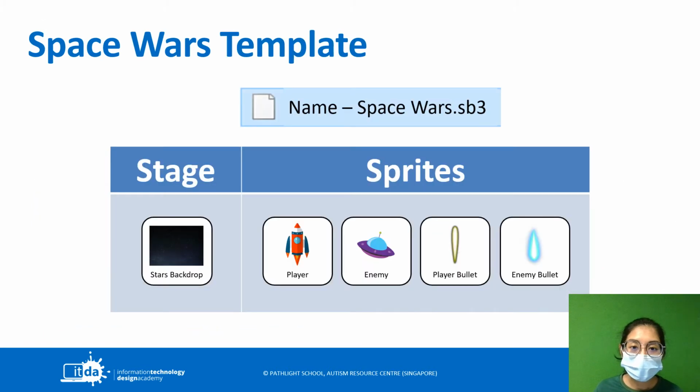Now today I'm going to give you a template for this project. So everyone, when you sign into Scratch using our class account, you will see that Miss Claire has created a template for you with your name and the Space Wars title. Inside the template, you will see that Miss Claire has added a lot of stars backdrop for your stage. And I've given you 4 sprites: the player, the enemy, and the 2 player and enemy bullets. Now let's take a look at the important features of this game.